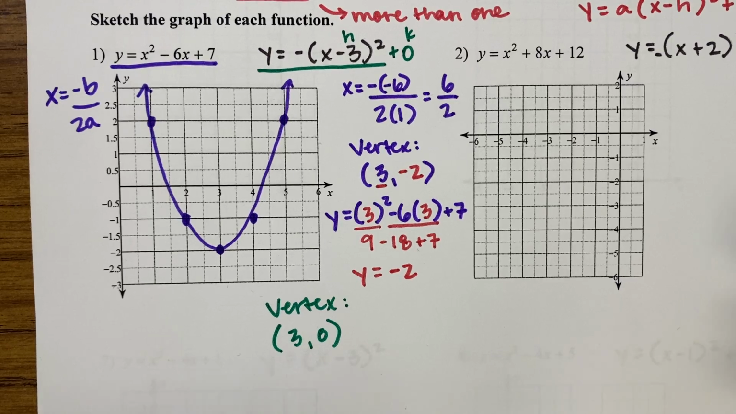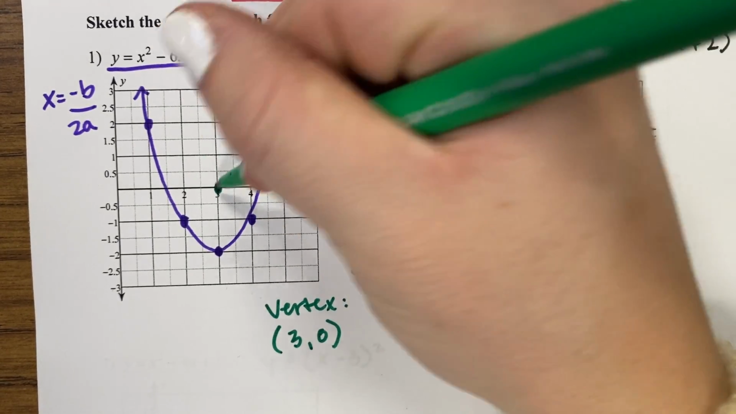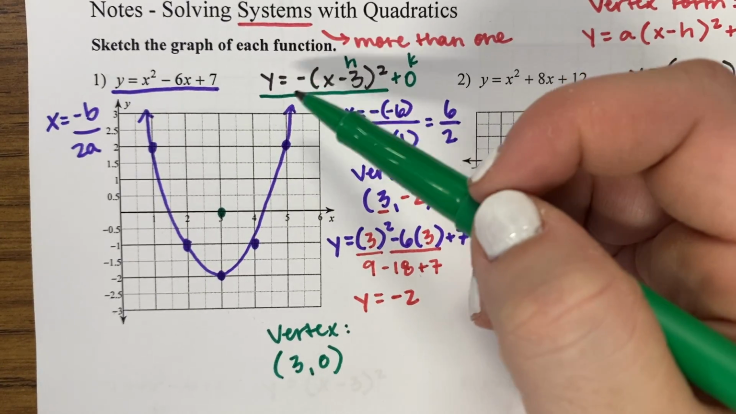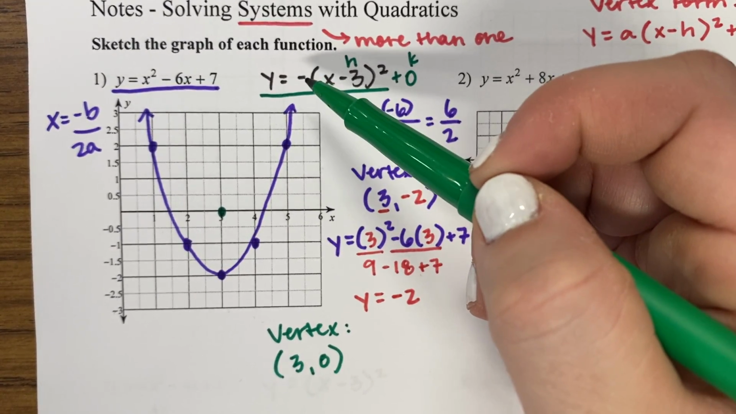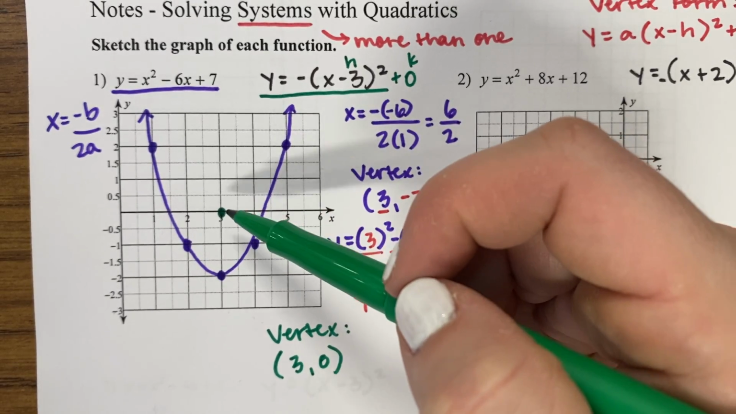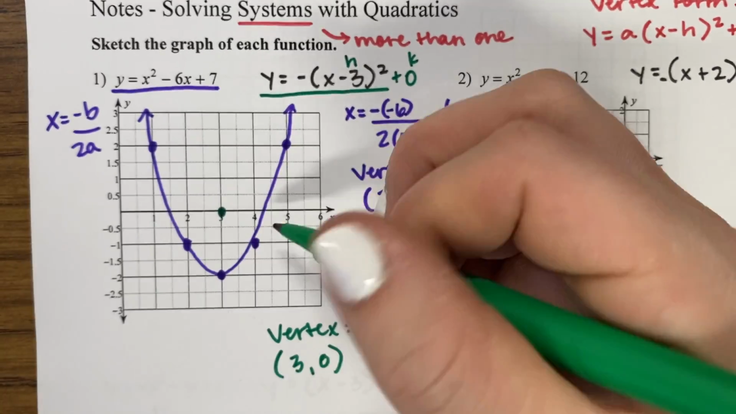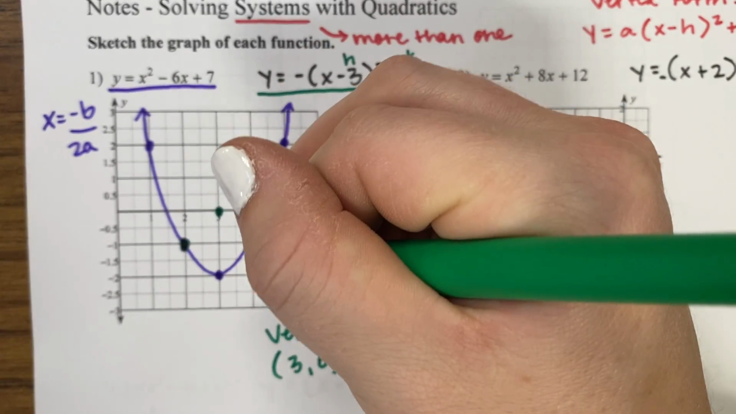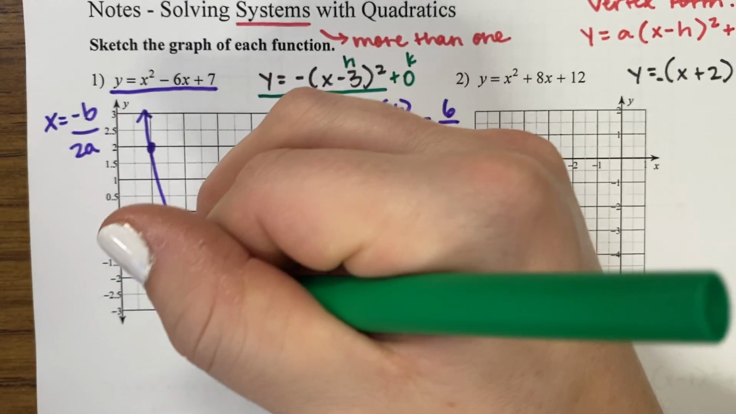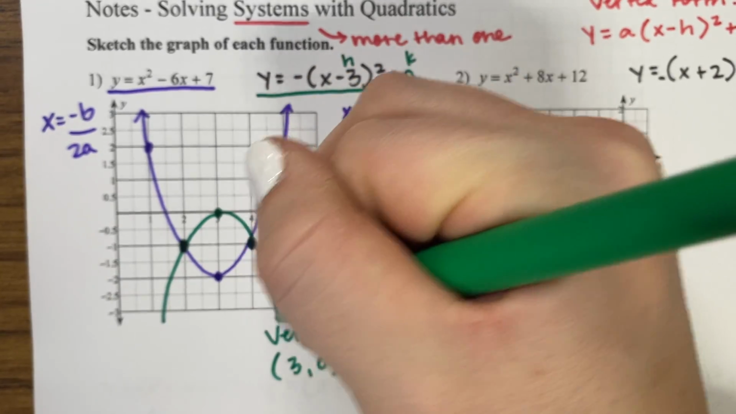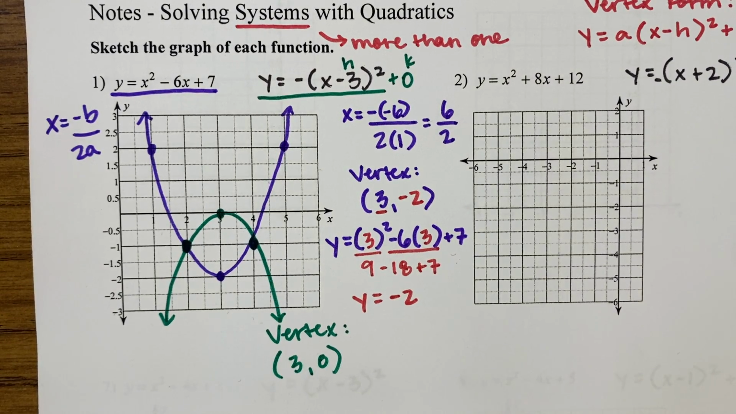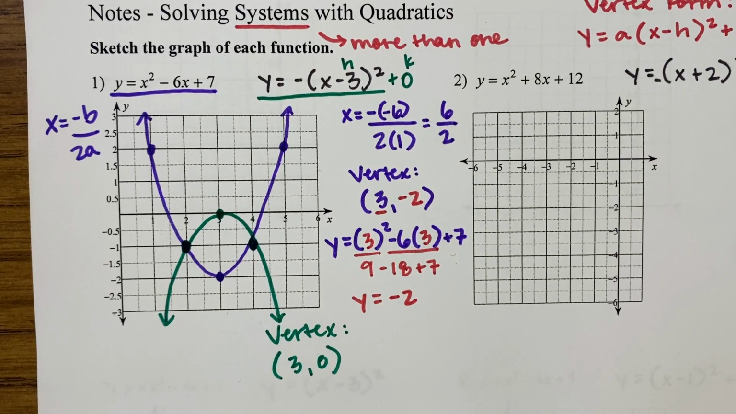We can put that on our graph. The vertex is at 3, 0. Now I just need to make sure it's going up or down. This negative in front, technically a negative a, means we're going down. So instead of up 1 over 1, we're going to go down 1 over 1, down 1 over 1, and then down 3 over 1, which we can't actually do. So we're just going to graph those and connect them, because it tells us where our solutions are anyway. Remember, our solutions are where they intersect.